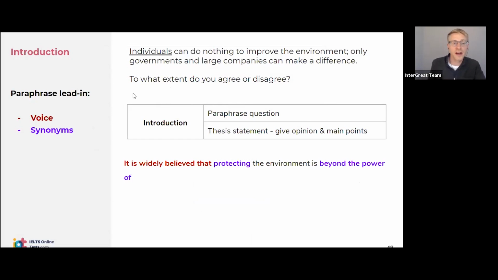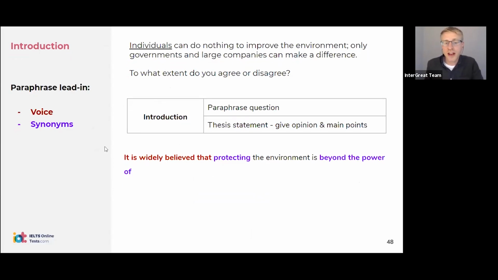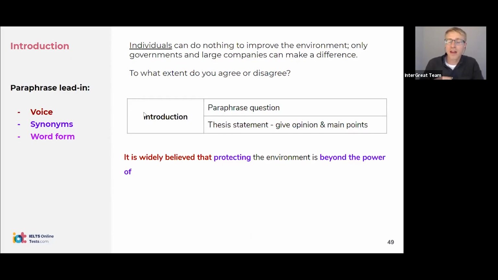Now, here we can, instead of changing individuals, we could, so we've got some nice expressions, citizens, general public, people. We can also change the word form. So individuals here is a noun. It's possible to change it to an adjective. We could say individual citizens. Very good, common people. These are very good expressions here, guys. Is beyond the power of individual citizens.